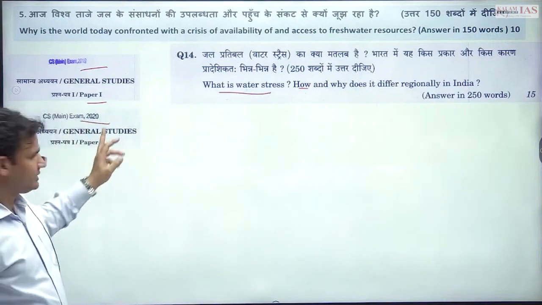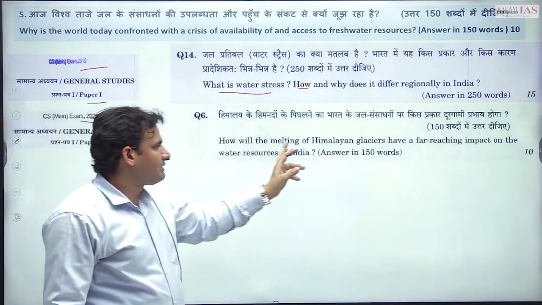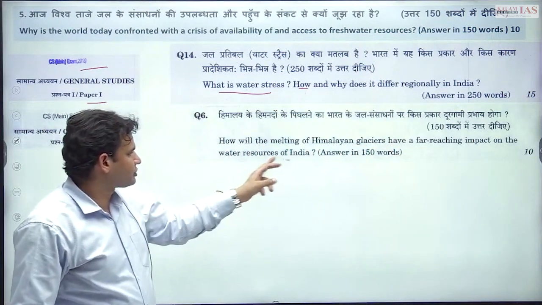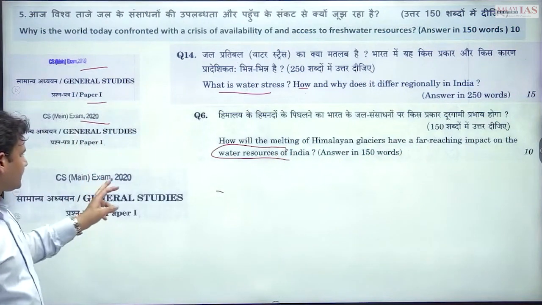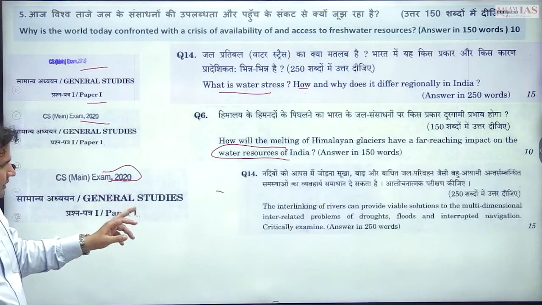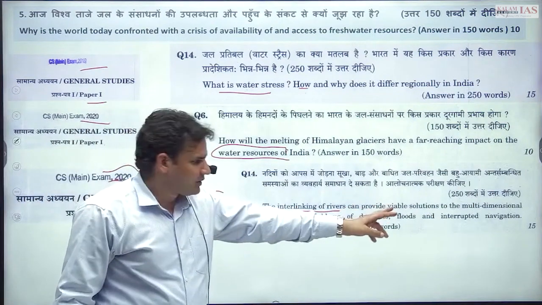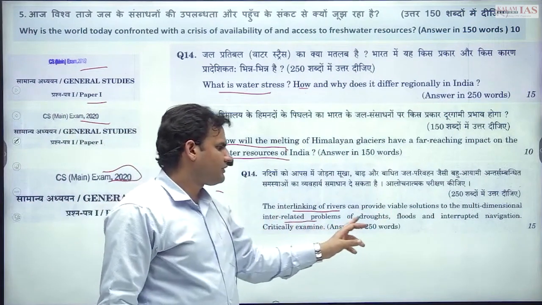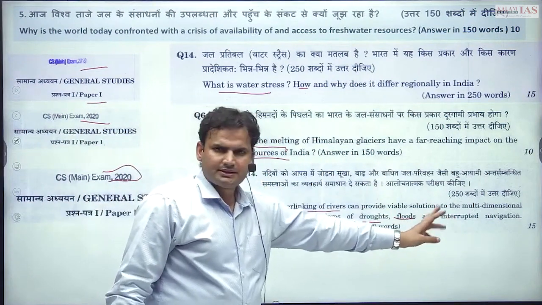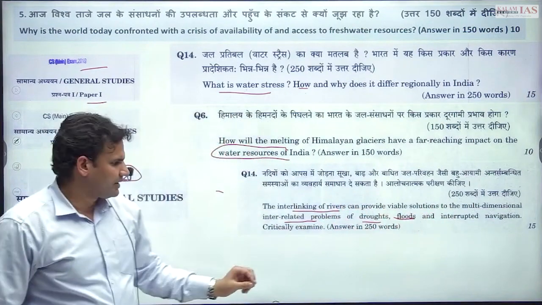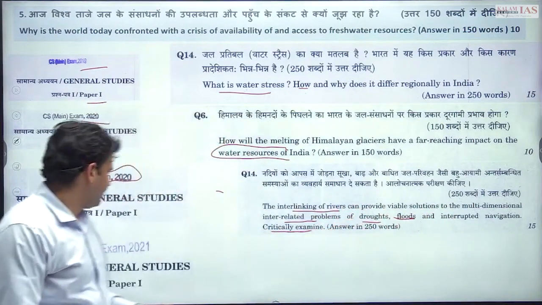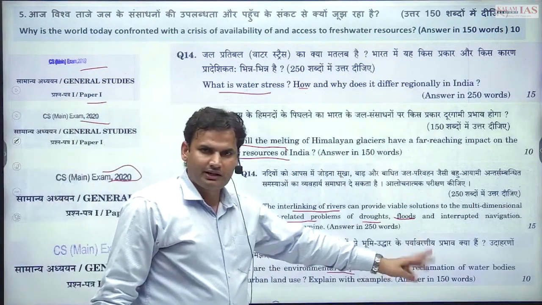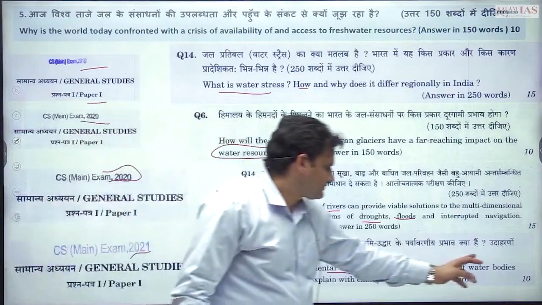Then 2020, again GS paper 1, how will the melting of Himalayan glaciers have a far-reaching impact on the water resources of India? Thereafter, 2020 GS paper 1 itself, interlinking of rivers can provide viable solutions to multidimensional and interrelated problems of drought, floods and interrupted navigation. Critically examine. Finally, 2021, what do we have? What are the environmental implications of reclamation of water bodies?